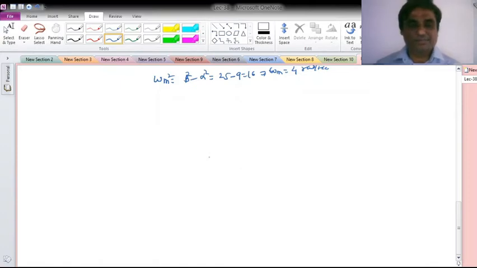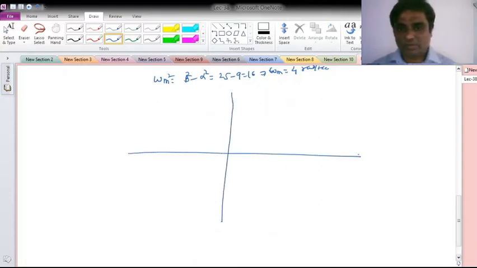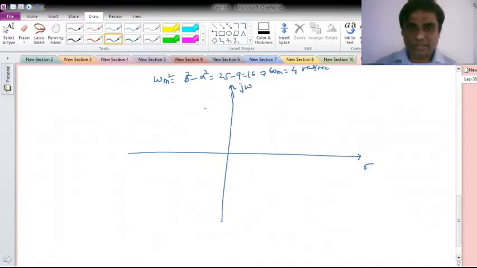Now if I would like to find omega c2 using geometric construction, I can construct it. For that, first I have to plot the pole-zero plot. This is sigma, this is j omega, and the pole locations will be at minus 3 plus or minus 5j. So this is minus 3, and this is minus 5j. You will get the pole location here.